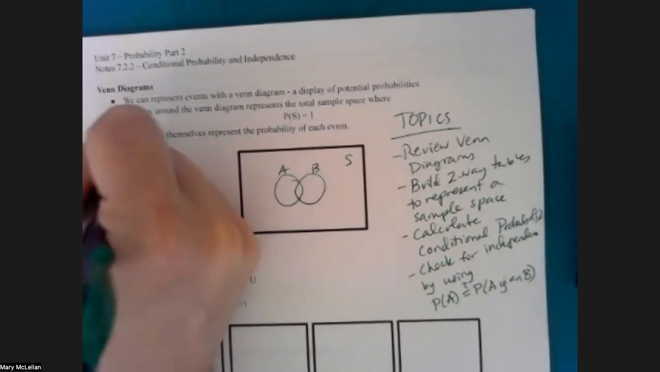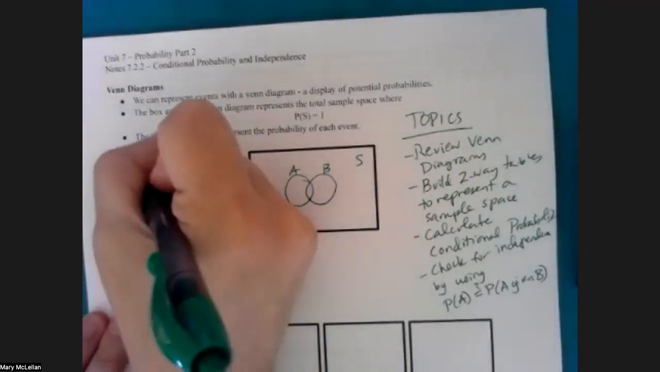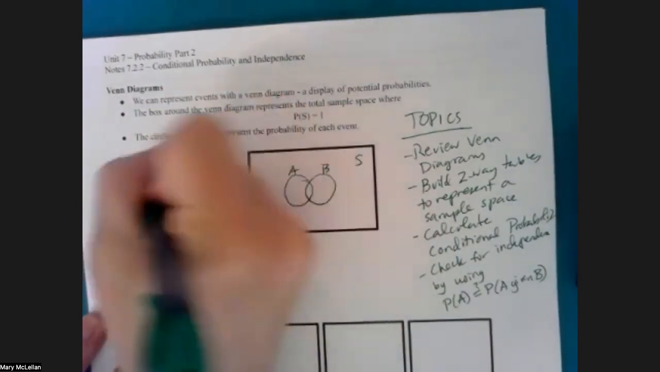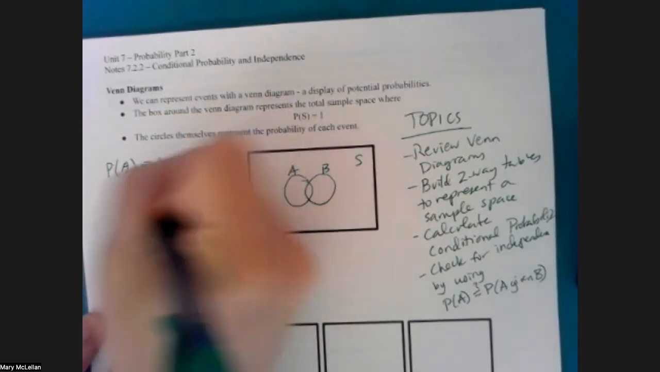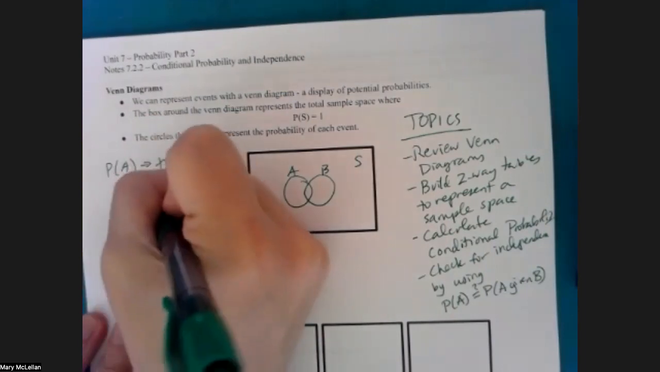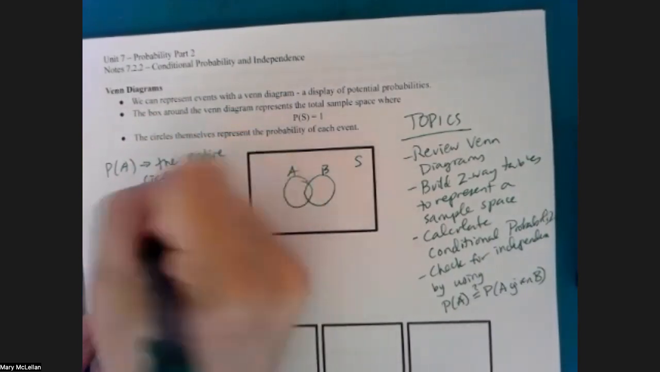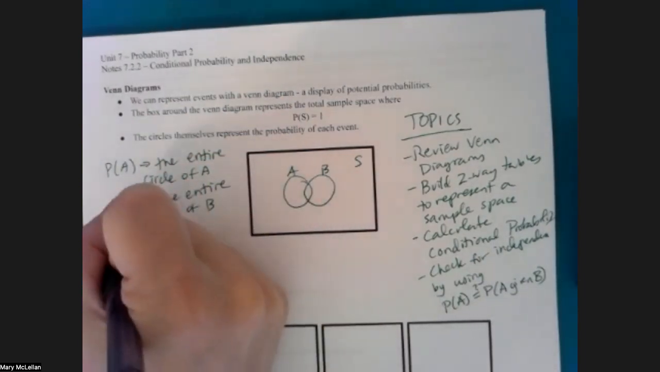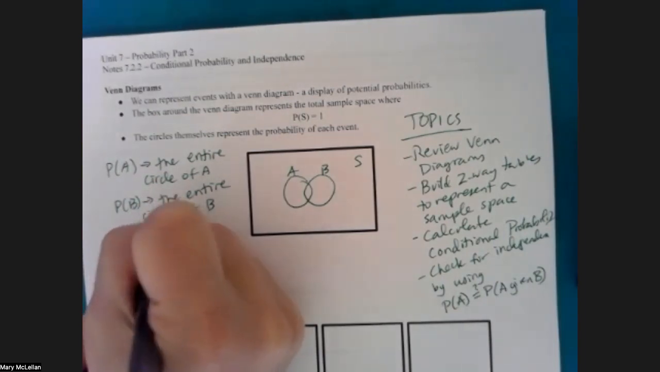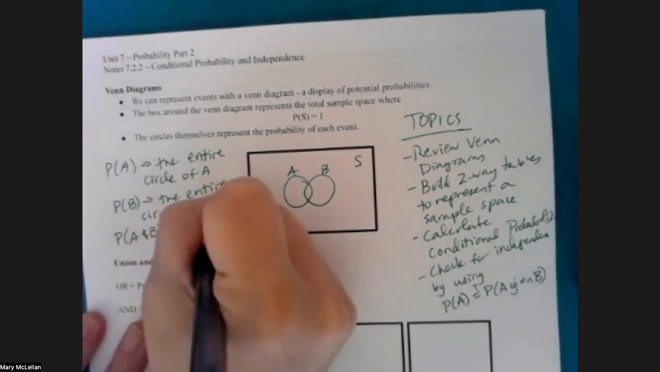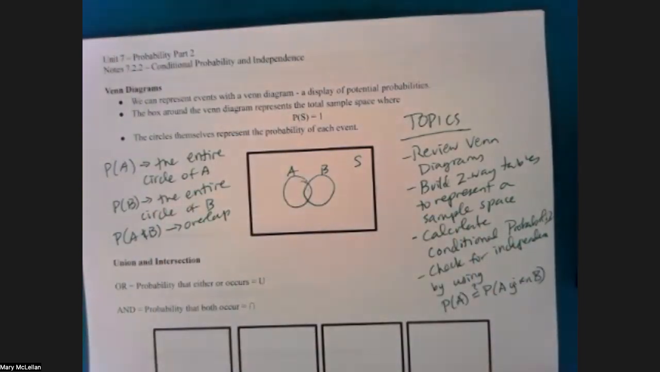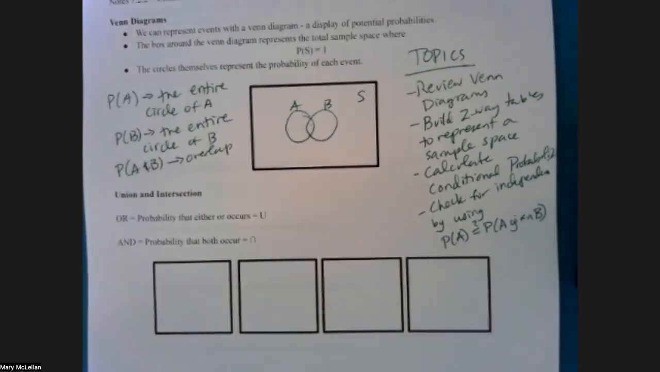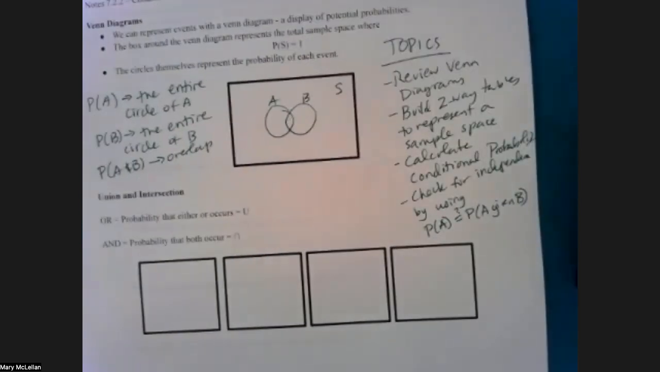Now the probability of A, that's represented by the entire circle of A. The probability of B, that's the entire circle of B. The probability of A and B, that's the overlap where they occur together. So now we're going to do some examples of certain types of shading.